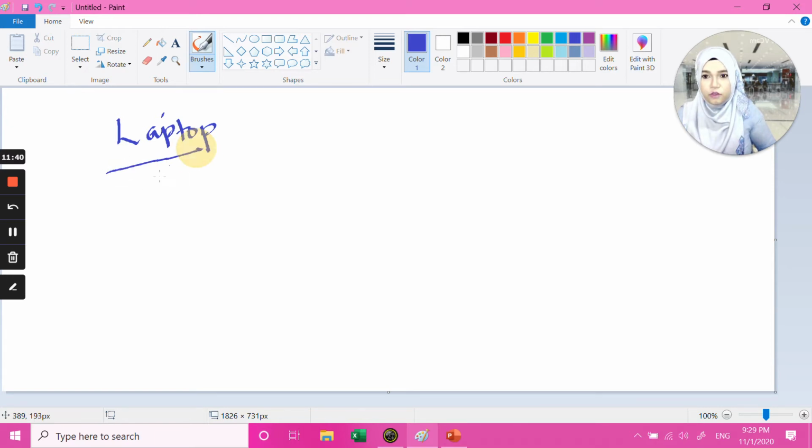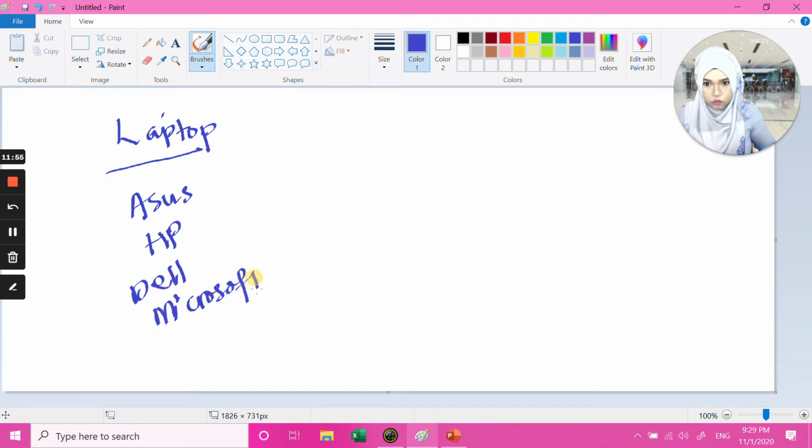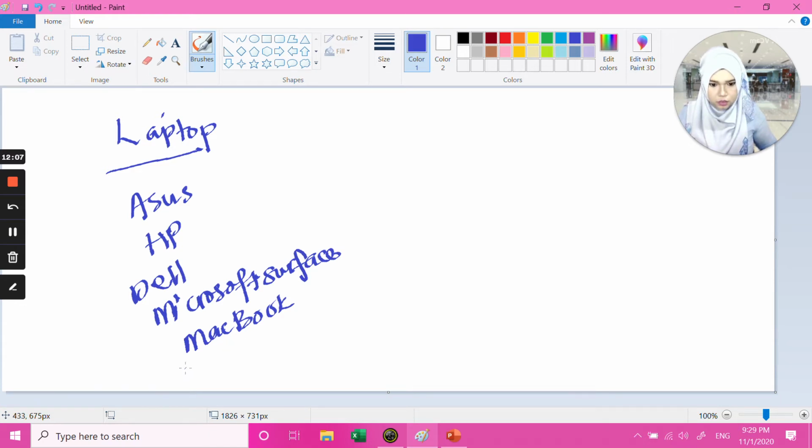Okay, so you want to buy a laptop. So there are Asus. Other than that, you have HP, you also have Dell, and then what are the brands? Microsoft Surface, right? Or you also have MacBook, right? Huawei also have a laptop, isn't it? One of the best laptops anyway. So these are some of the brands that you know in the market.